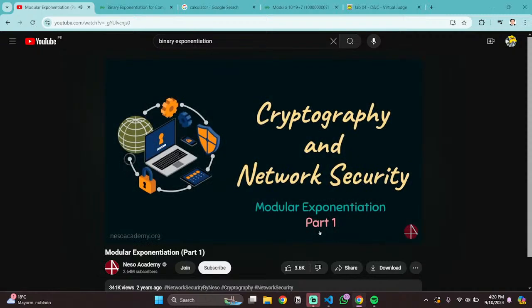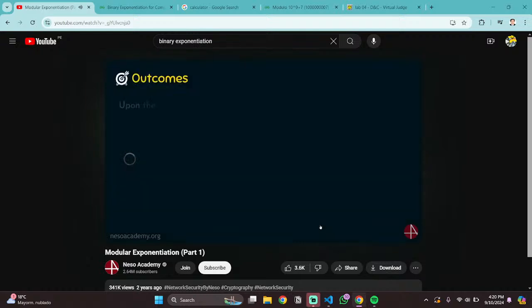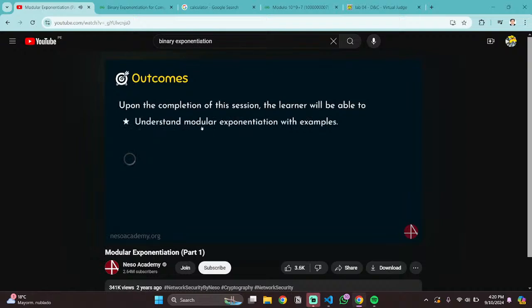Hello everyone, welcome back. In this presentation, we are going to see a very interesting topic, the modular exponentiation. Let's see the part 1 of modular exponentiation in this presentation. Let's start the session with the outcomes. Upon the completion of the session, the learner will be able to understand modular exponentiation with examples.